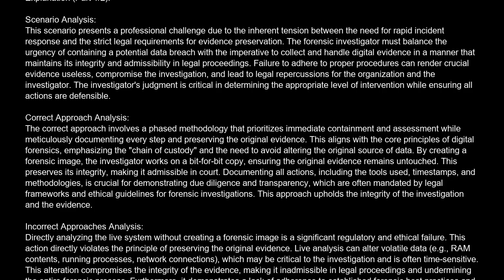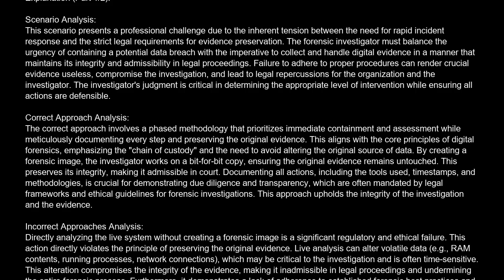Explanation: scenario analysis. This scenario presents a professional challenge due to the inherent tension between the need for rapid incident response and the strict legal requirements for evidence preservation. The forensic investigator must balance the urgency of containing a potential data breach with the imperative to collect and handle digital evidence in a manner that maintains its integrity and admissibility in legal proceedings. Failure to adhere to proper procedures can render crucial evidence useless, compromise the investigation, and lead to legal repercussions for the organization and the investigator. The investigator's judgment is critical in determining the appropriate level of intervention, while ensuring all actions are defensible.